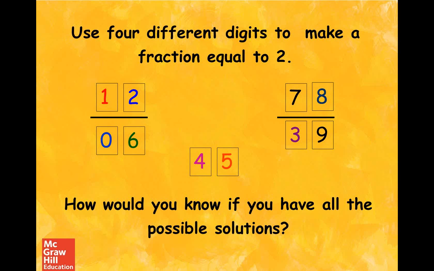Could 10 in the numerator work? A 1 and a 0? What would have to be the digits in the denominator if 10 were the numerator? 0 and 5 if 10 were the numerator. Are we using different digits? The answer would be no. So the lowest numerator would be 12. Actually, 12 represents the lowest numerator in order to meet the conditions of the problem.